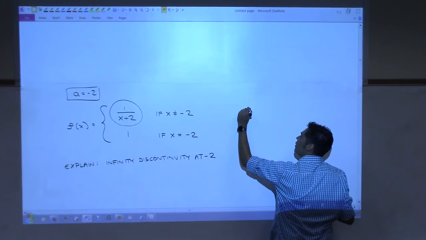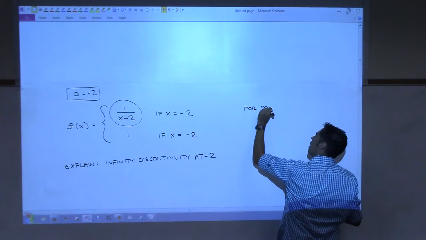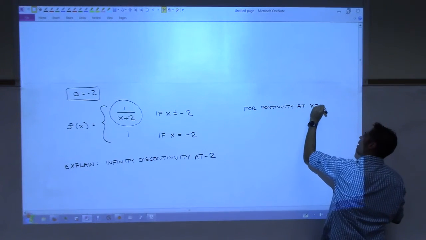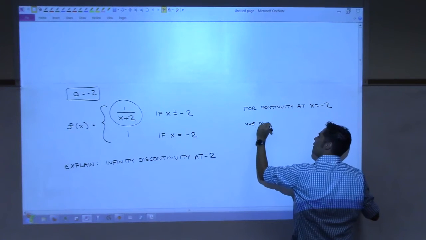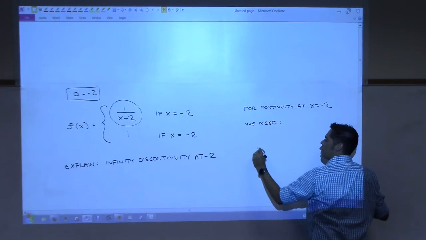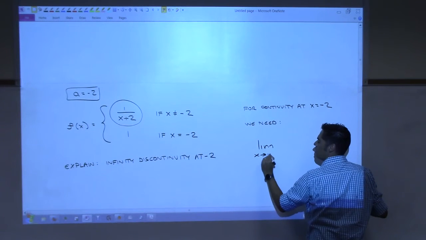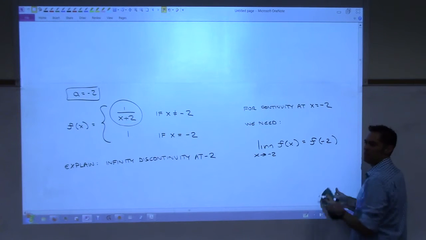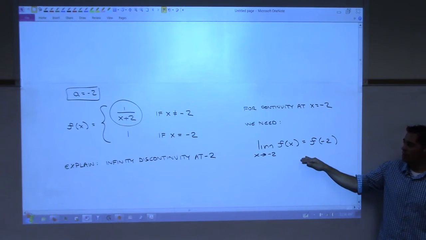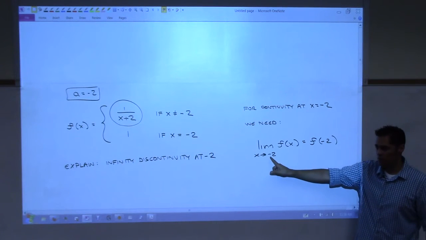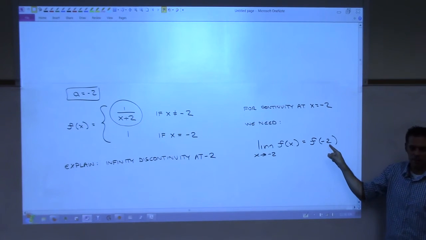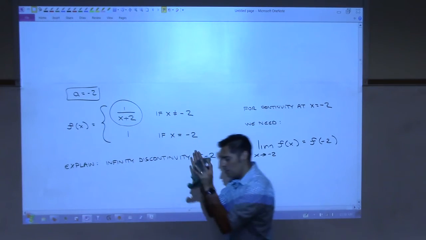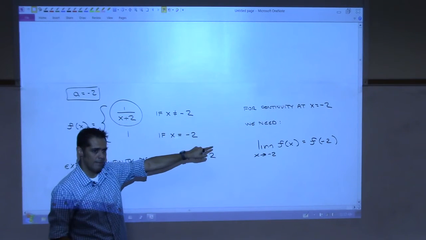So acting like we don't know this, I can say for continuity at x equals -2, we need the following. The limit as x approaches -2 of the function to be equal to f of -2. That is the definition of continuity at a point, at the point a, where a is -2. Notice I replaced a with -2 here and a with -2 here, right? That's what I would need, right? To say that this function is continuous at -2, I would need this to be true, right?